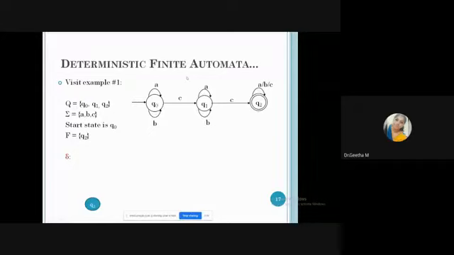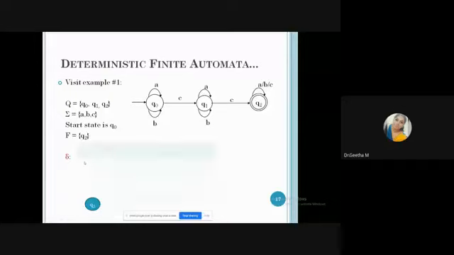What are all the symbols we have used here? From the diagram, the symbols are small a, small b, small c. Sigma is the set of input symbols, so a, b, c are the input symbols here. Three symbols we have used. So sigma is a, b, c. Start state is Q naught. F is the set of accepting states.